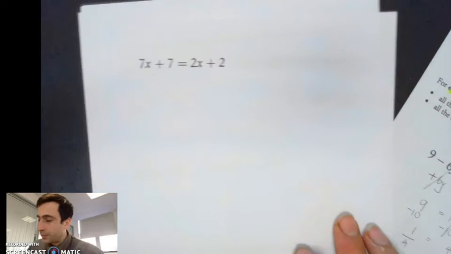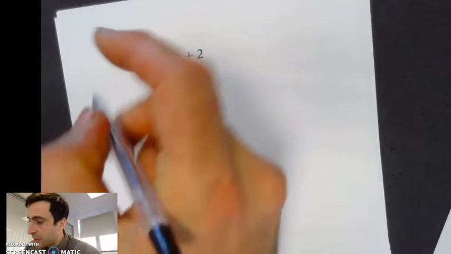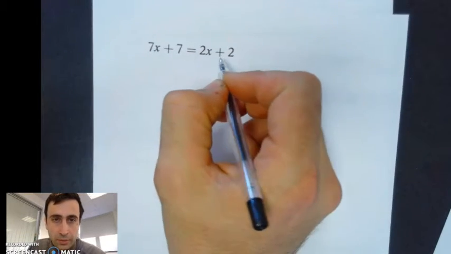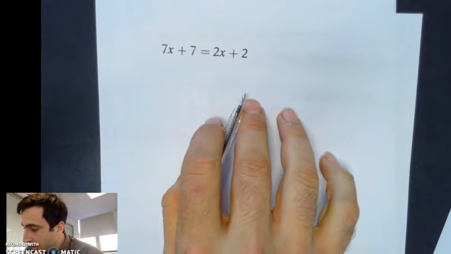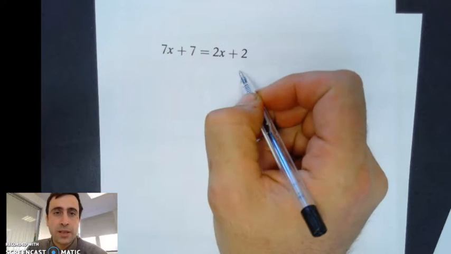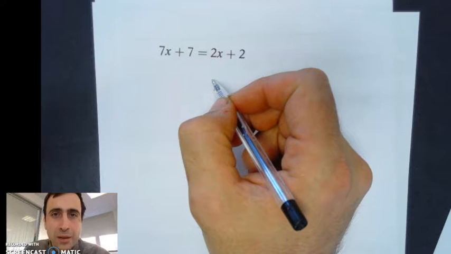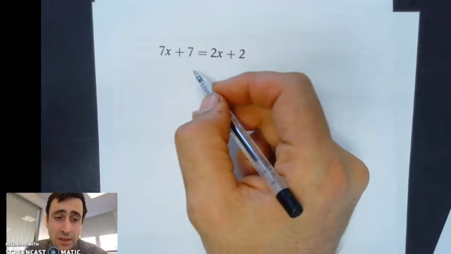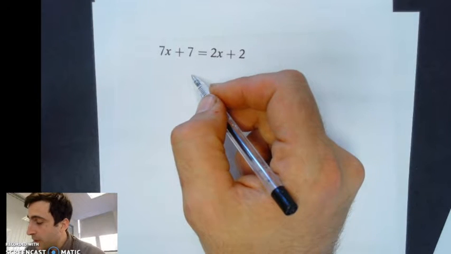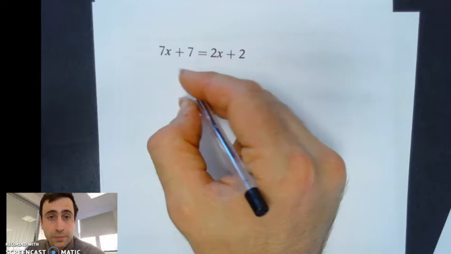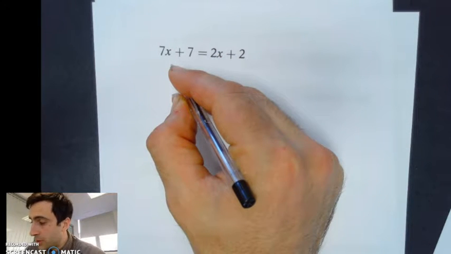Here's another one where you have 7x plus 7 equals 2x plus 2. So what we want to do is we want to get all of the x's to one side, all of the numbers to the other. Now the most common question I get is, does it matter which side you put the letters on? No, it doesn't. One might be easier than the other, but it really doesn't matter. So in this case, I'm going to move the x's to this side, and I'm going to move the numbers to this side.